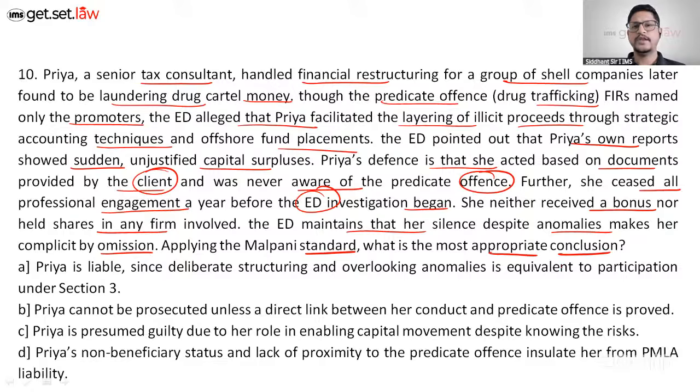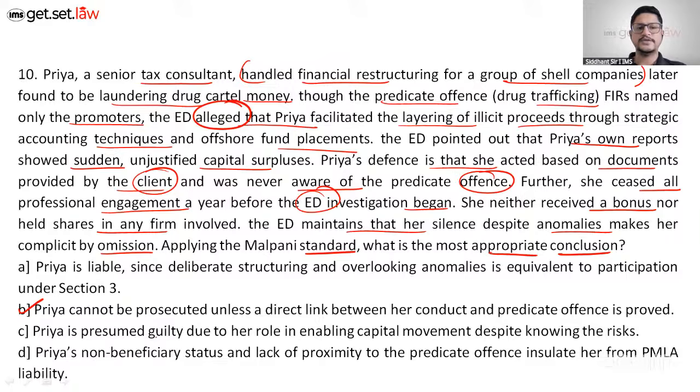So again, we need to first establish whether there is a direct nexus to the liability or not. And over here, we can say that there is no direct nexus involved because she was not knowing about it. She was only handling the financial restructuring of the group of shell companies. That's it. And even though this drug cartel money was laundered by the company, she was not aware. But the ED has put up the allegation. This was the allegation which the ED has posed. It was not the real fact. Now, Priya's own report shows sudden and unjustified capital surpluses, which could be a factor that might raise concern, but her defense was she did whatever was based on the documents provided by the client. But definitely, she will not be prosecuted.